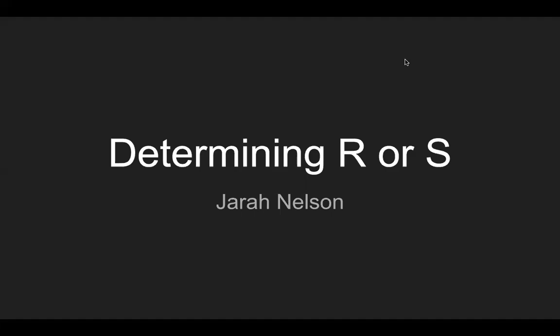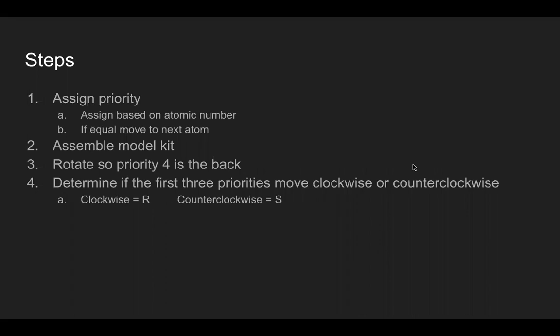So we are going to learn how to determine if a molecule is in the R orientation or S orientation. The steps for determining if something is in RS orientation is first to assign priority. Priority is assigned based on atomic number. The higher the atomic number, the higher the priority. The more priority it has, so it'll be the lower number.